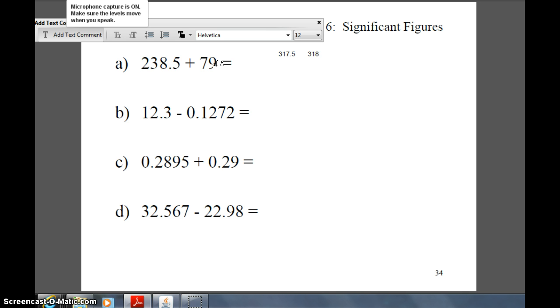Let's try another one, maybe a subtraction. So 12.3, and I'm going to subtract out 0.1272. The answer comes out to be 12.1728. Again, if you think about the decimal places, there is only one decimal place in the case of 12.3, so that is what you want to stick to. So you're going to report this answer as 12.2, rounding up that 17 to 12.2. That will be your final answer.